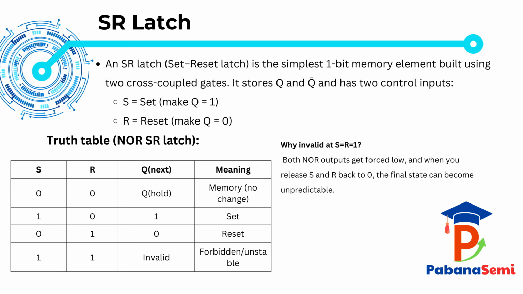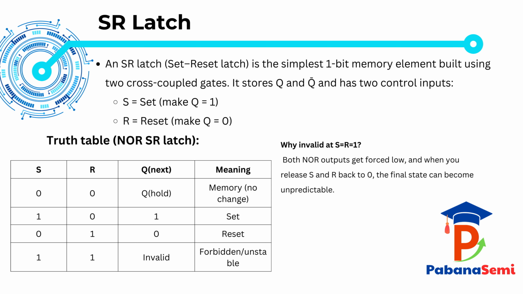Now let's understand the truth table for the NOR-based SR latch. When S equals 0 and R equals 0, the latch does not change. It simply holds the previous value. So we call it the memory or hold state. When S equals 1 and R equals 0, the latch goes to the set state. So Q becomes 1. When S equals 0 and R equals 1, the latch goes to the reset state. So Q becomes 0.